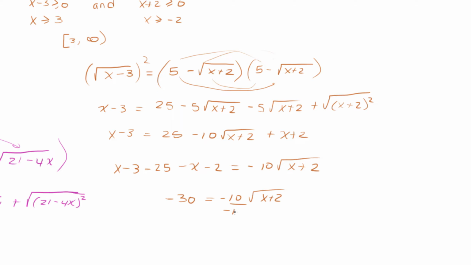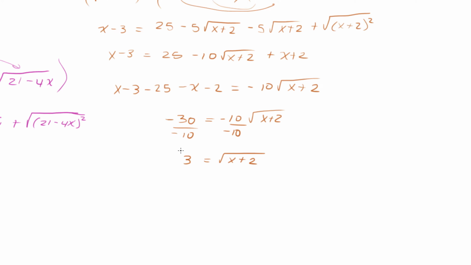And just like the previous example, we divide by negative 10 here. That gives you positive 3 equals radical x plus 2. From here we square on both sides. This is 9 equals x plus 2. We subtract the 2. That equals x. So 9 minus 2 is 7.